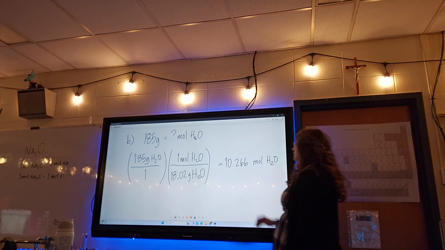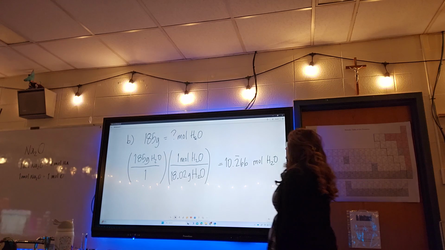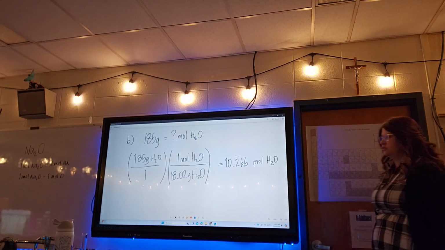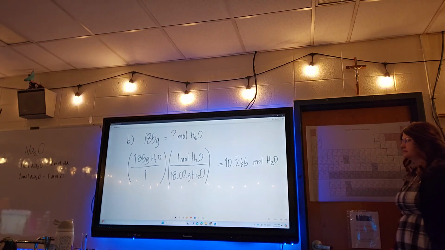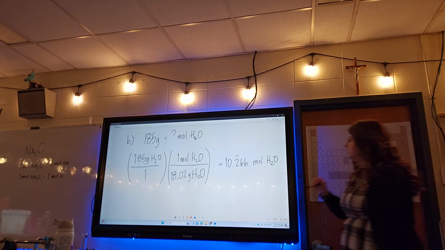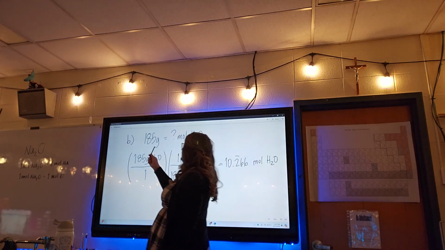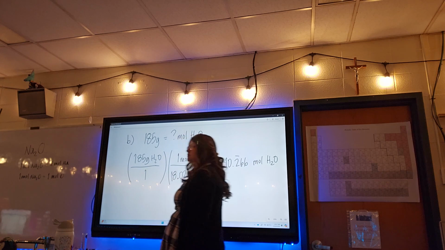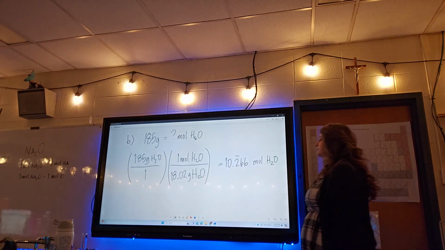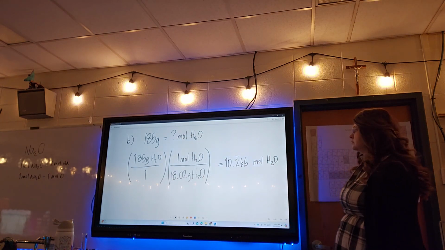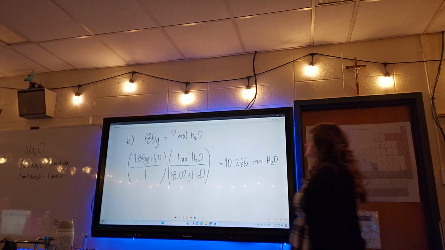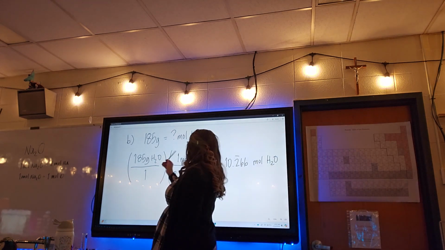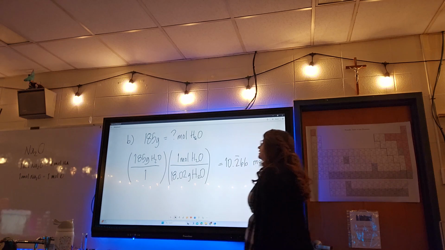Three. You should have only 3. So you could have really rounded. 10.3 would be sufficient. Why not 1? Because 185 has 3 significant figures. Is it because it's in our problem? We can't use the one from... These are exact numbers. So they have infinite significance.